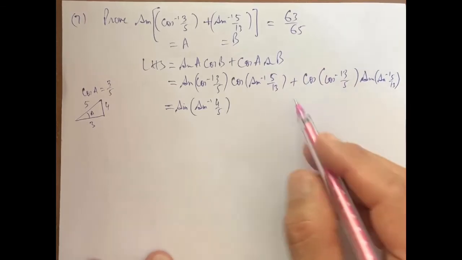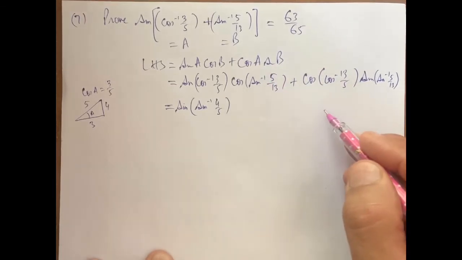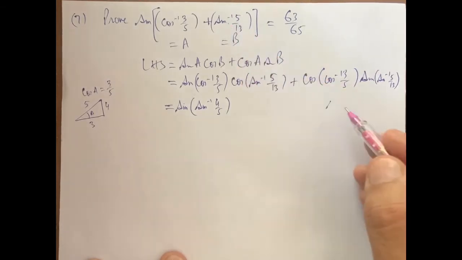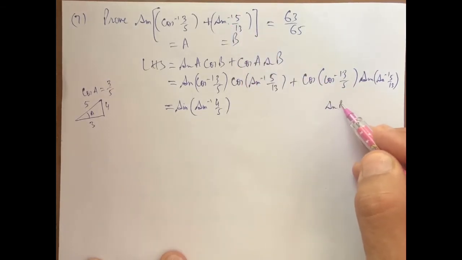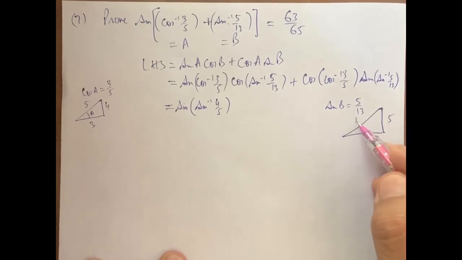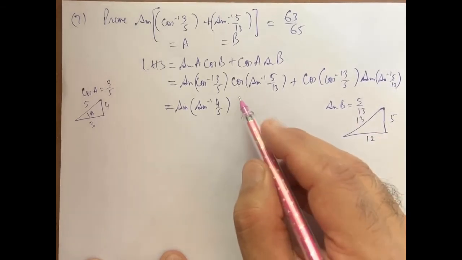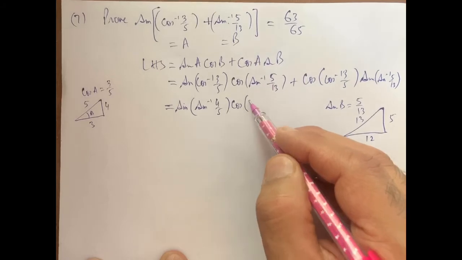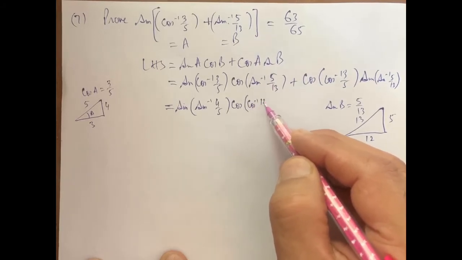Similarly, we have sine inverse of 5 by 13. So this is like sine of B is equal to 5 by 13. Sine of B is 5 by 13. This is 5, this is 13, this will be 12. So cos of sine inverse of 5 by 13 is cos inverse of 12 by 13.